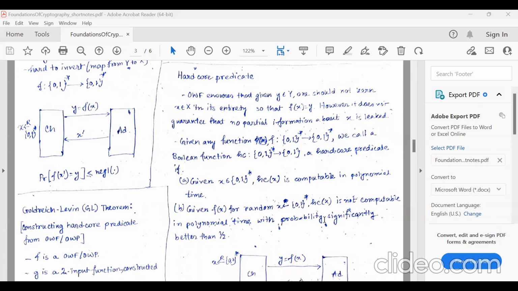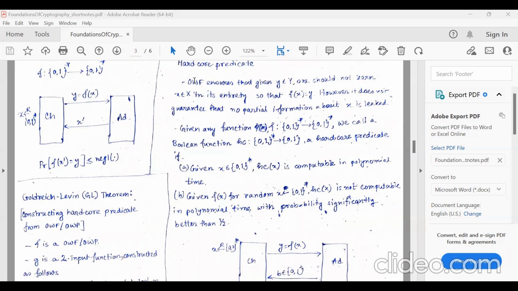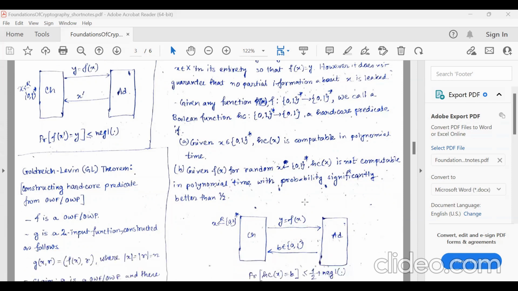Now, I just said that in case of OWF, seeing the output y, it is hard to guess the input x in its entirety. There is some part of x which can be guessed by seeing y, and also some part of x which cannot be guessed by seeing y. The part which cannot be guessed by seeing y, that we call the hardcore predicate. So seeing f(x) or y for any random x, HC(x) is that part which cannot be computed in polynomial time, or cannot be guessed with probability significantly greater than half.